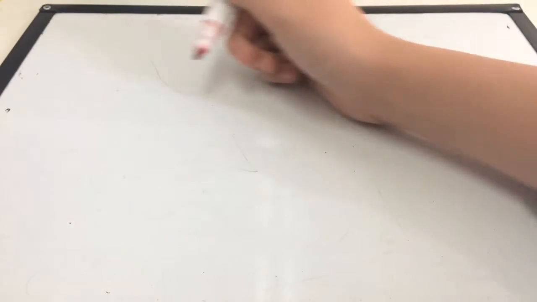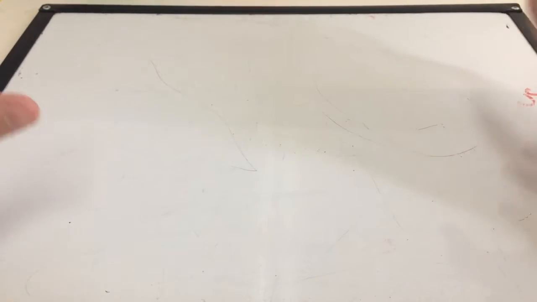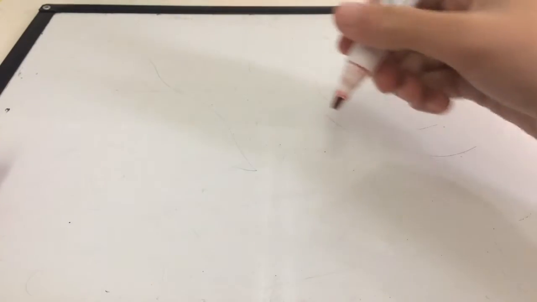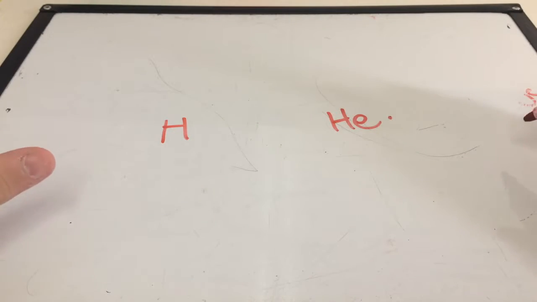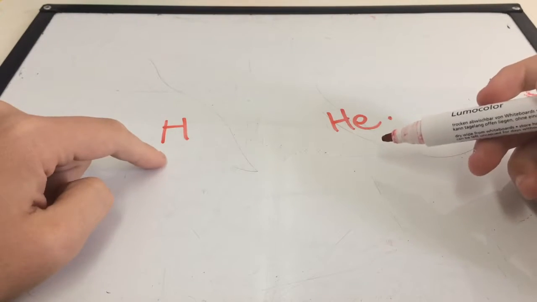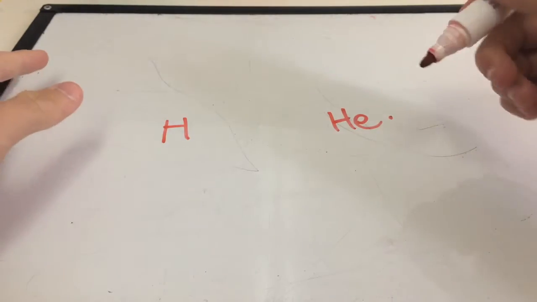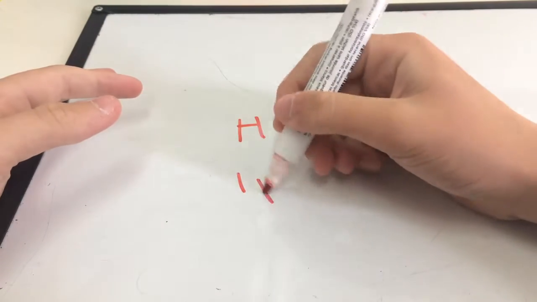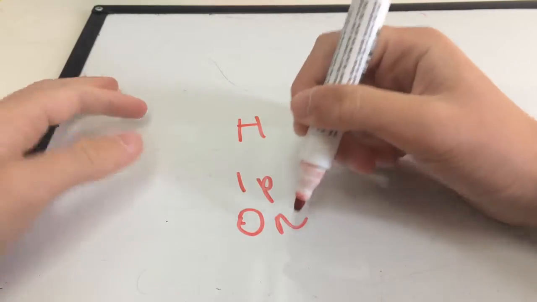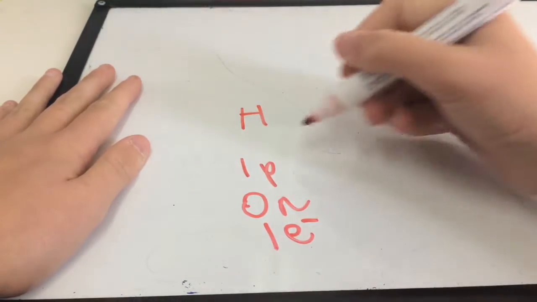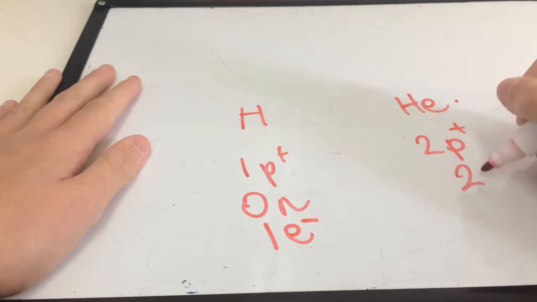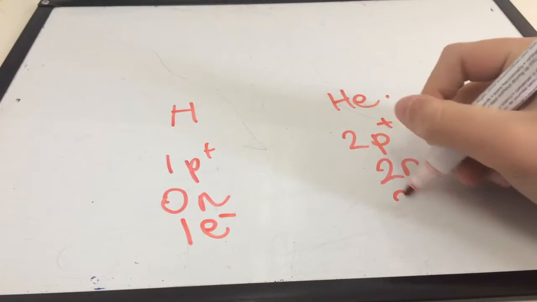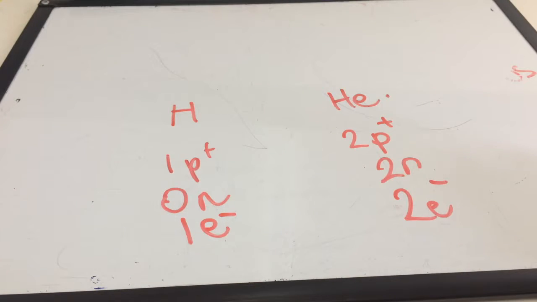I'm going to talk about the periodic table. The periodic table has all the elements, and an element is a different type of atom. For example, let's compare hydrogen to helium. Different elements of atoms have different numbers of protons, neutrons, electrons, etc. So hydrogen has 1 proton, 0 neutrons, and 1 electron. Helium has 2 protons, 2 neutrons, and 2 electrons, if that makes sense.